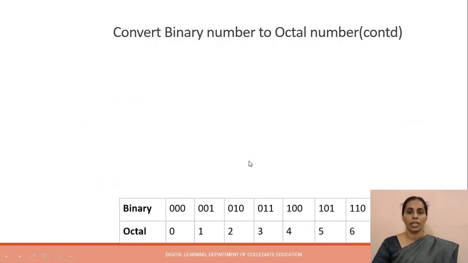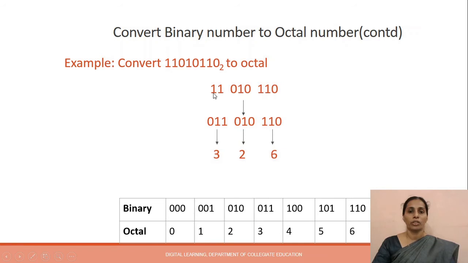Let us see with an example. Here is the table of binary equivalents of the octal numbers. Converting 110101010 to octal. Here we are starting from the rightmost end, that is the least significant bit. Make groups of 3 bits. This is the first group, second group and third group.